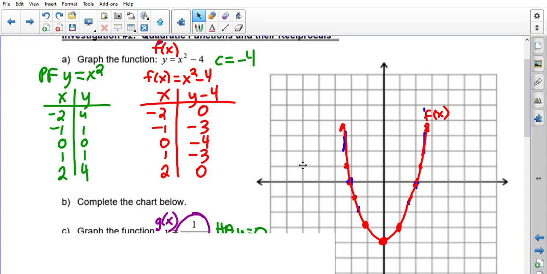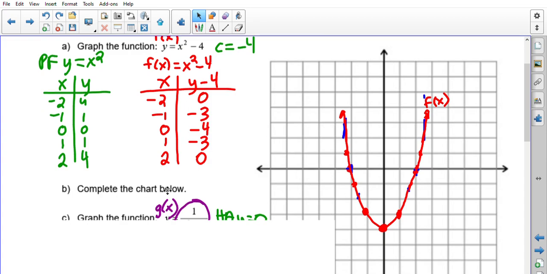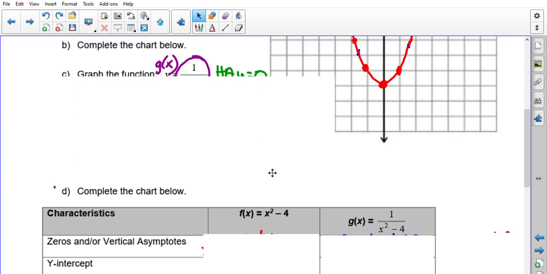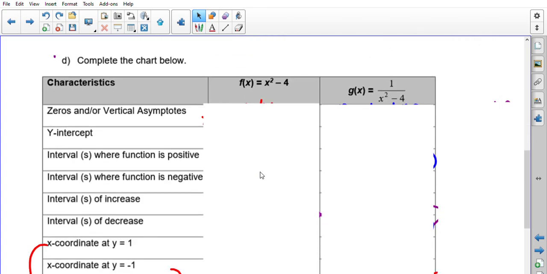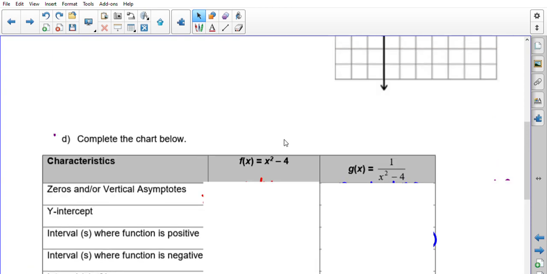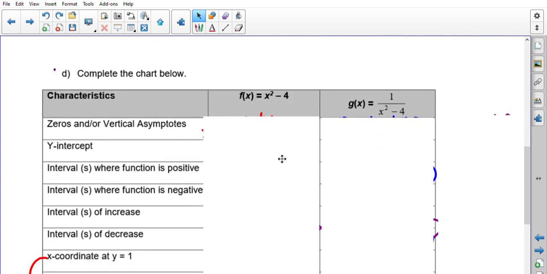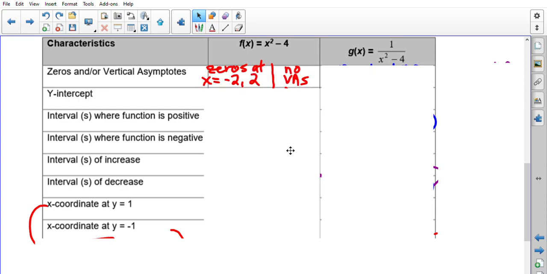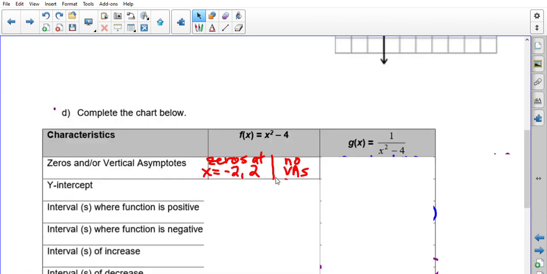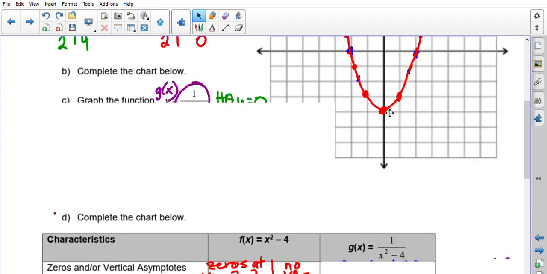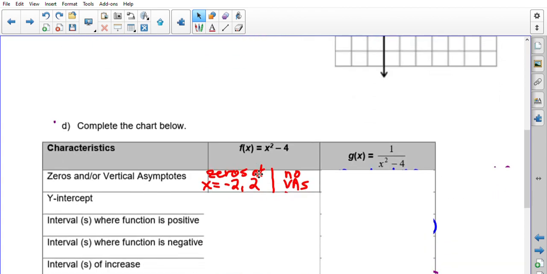All right, let's use this to fill in the chart below, as part B says. So we're coming to this chart here. It's asking for the zeros and the vertical asymptotes. So it's got two zeros, one at -2 and one at 2. And because it's a parabola, it does not have vertical asymptotes. So 2 zeros. The y-intercept. We can always find the y-intercept. We can easily see it here, or we can just sub x equals 0. And the y-intercept is at -4.